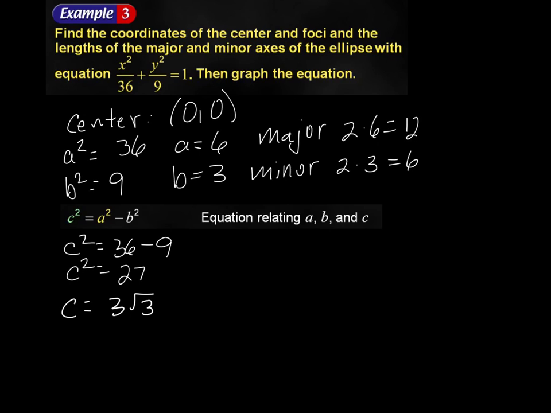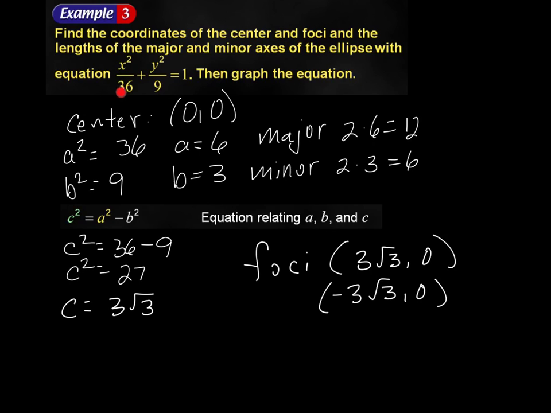3 square root of 3. And once again, we said our major axis is going to be horizontal because the x squared had the bigger number under it. So our foci are at (3√3, 0) and (−3√3, 0).